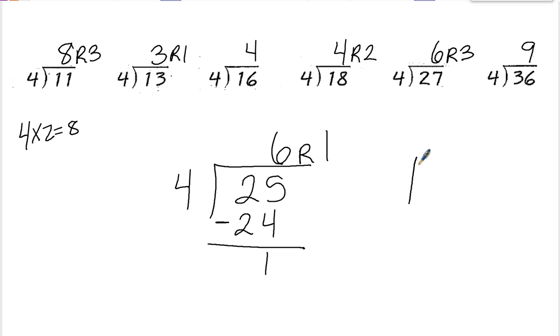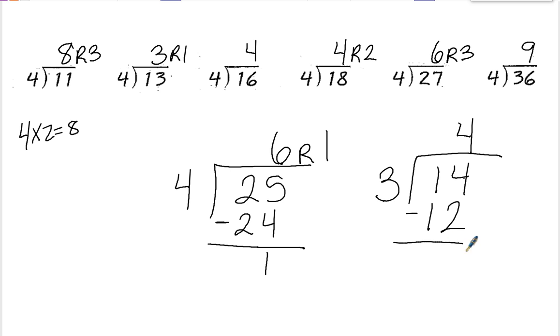Okay. I can do the same thing with 14 divided by 3. I know that 3 can go into 14 4 times, because 3 times 4 is 12. 14 minus 12 is 2. So my answer would be 4 remainder 2. The remainder has to always be less than my divisor. So if it's more than that, I could just divide it one more time. Okay, and that's how we get quotients with remainders.